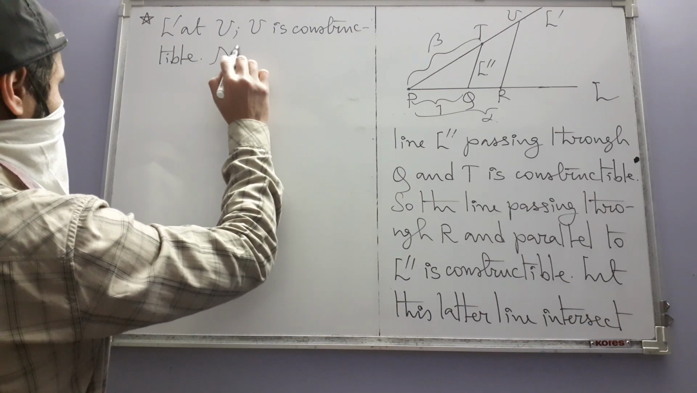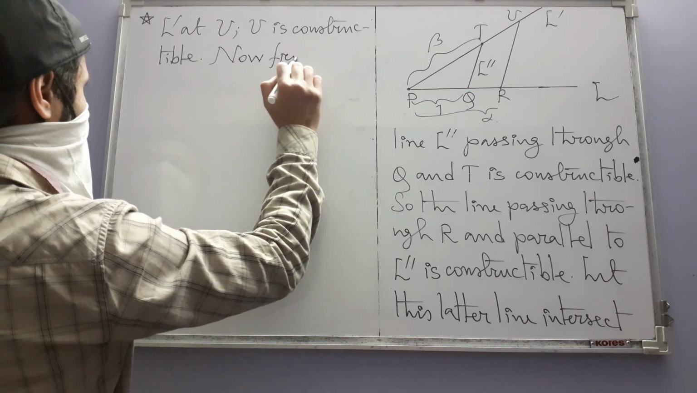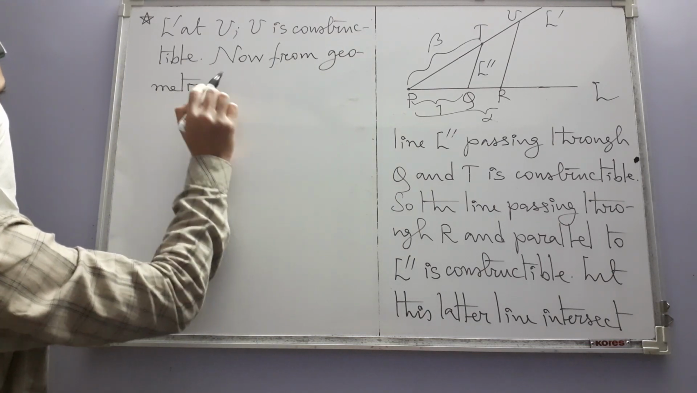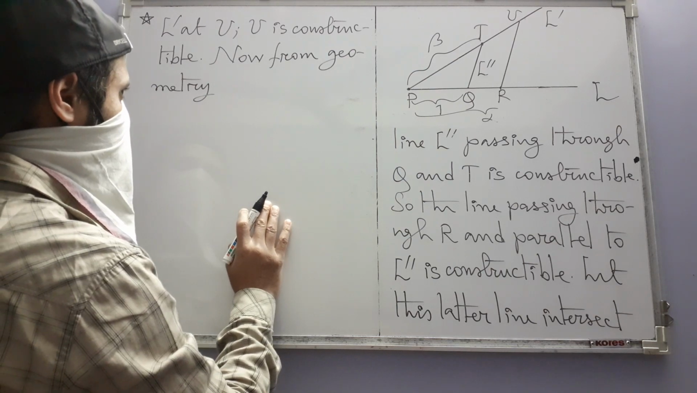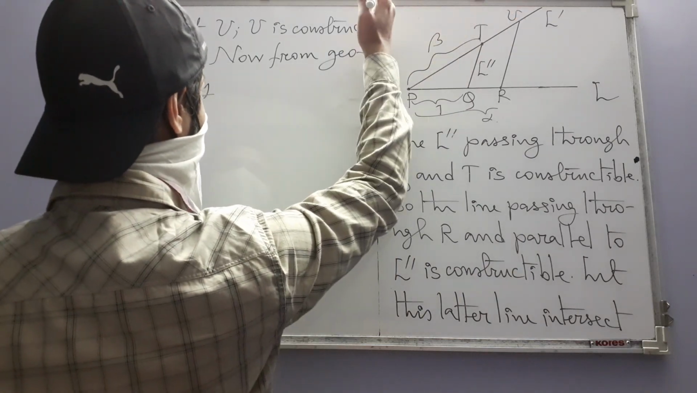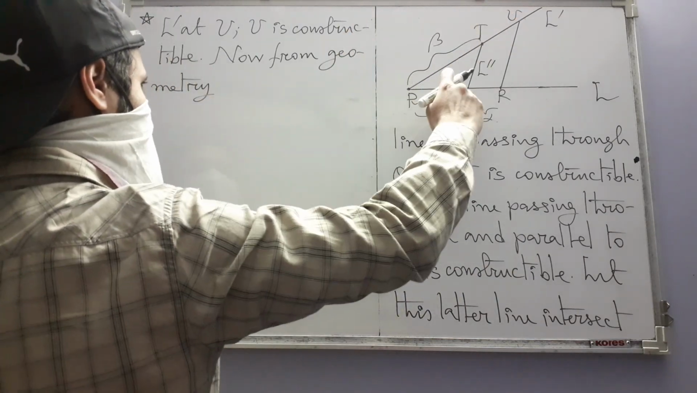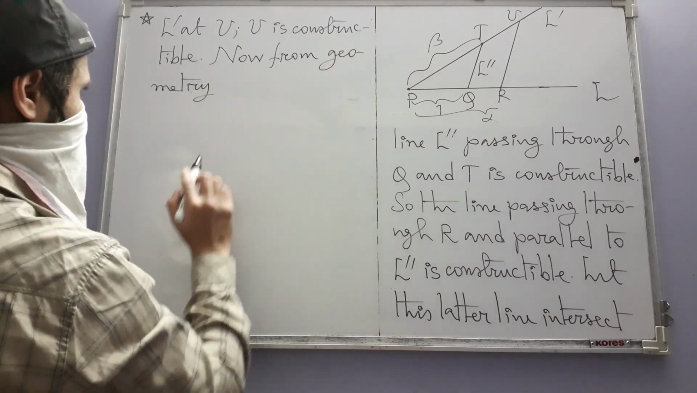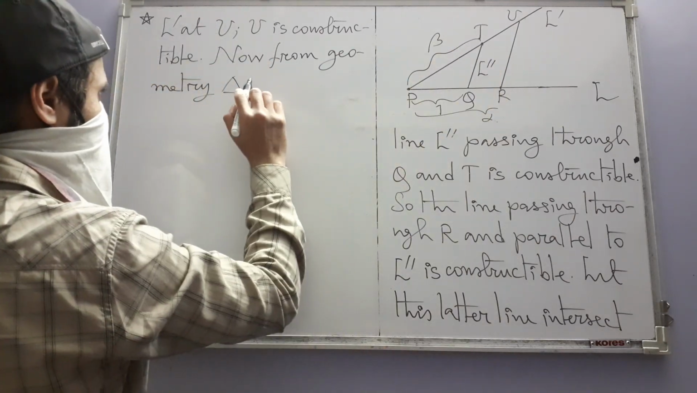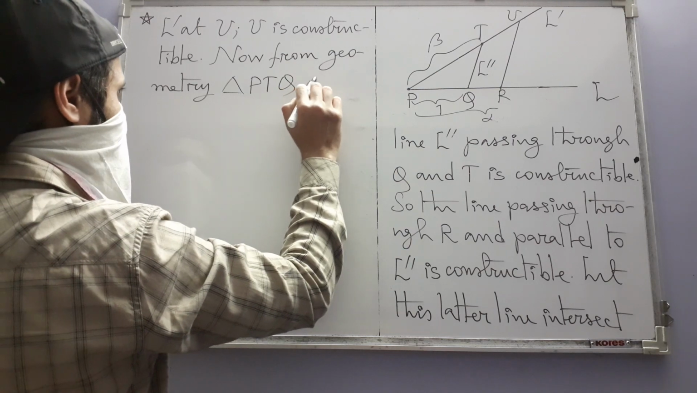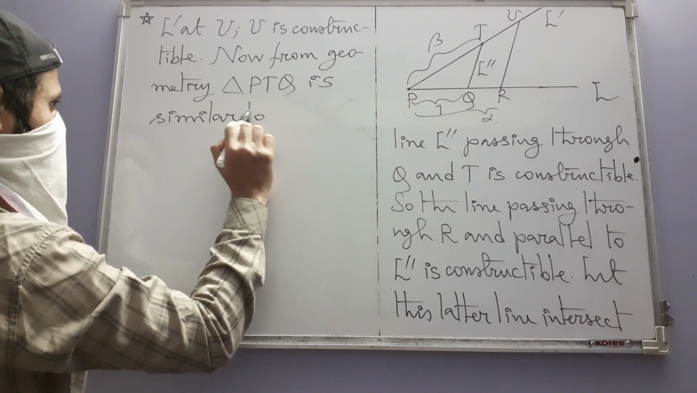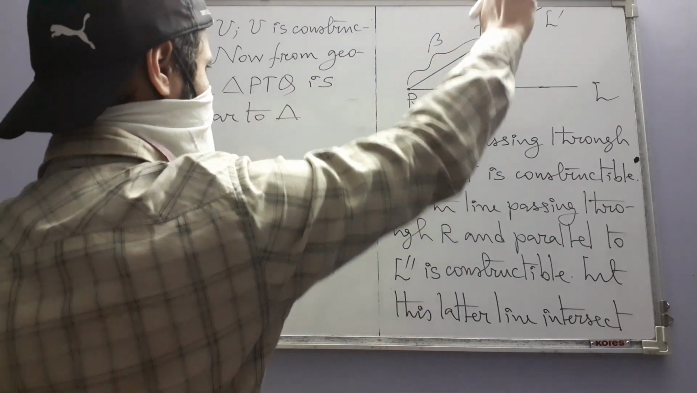Now, from geometry, the fact that this angle is acute has nothing to do with what we are doing. This angle may be a right angle also. So then these lines will be like this. Now from geometry, triangle PTQ is similar to triangle PUR.